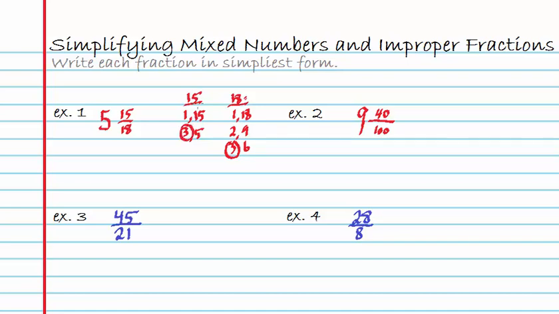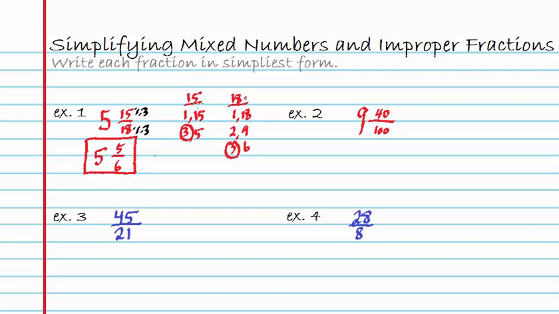So I am able to divide out a 3 in the numerator and the denominator. So remember, the 5 just tells us how many full parts we have, so we can just bring it down to the end. And 15 divided by 3 is 5, so my new numerator is 5. And 18 divided by 3 is 6. So my simplified mixed number for number 1 is 5 and 5/6.